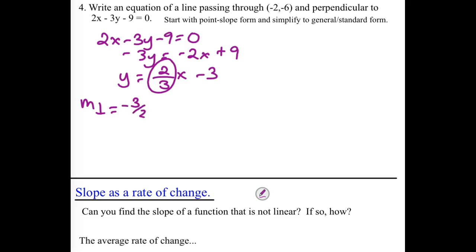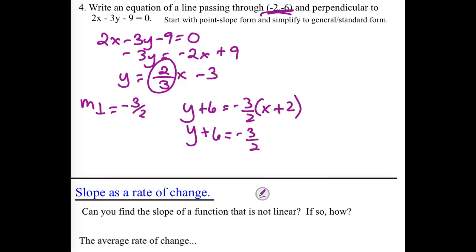Good. All right, then we're going to dump that into our equation using this point. So y minus a negative 6 would be plus 6 equals our slope times x minus a negative 2 or x plus 2. Distributing, we get negative 3/2 x minus 3. And then moving everything to one side, I'm going to add the 3/2 x to that side. I already have a y there. And when I add the 3 over, I end up with 9.